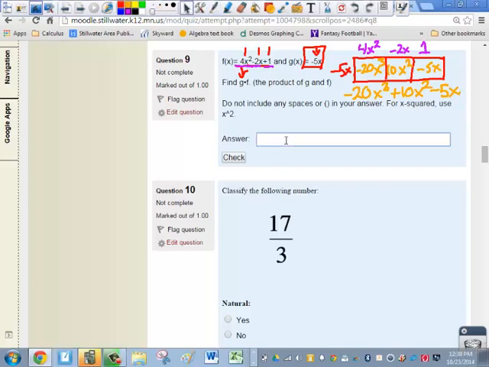So how would we put that in here? We've got negative 20x to the 3rd plus 10x squared minus 5x. Double check it so we didn't make any stupid mistakes like we do, because we're human.